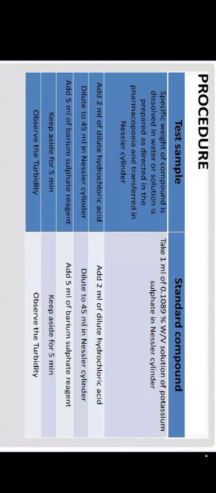We compare the test nested cylinder and the standard nested cylinder. We observe the turbidity of both cylinders and give the result. Barium sulphate reagent contains barium chloride, sulphate-free alcohol and a small amount of potassium sulphate. This is the procedure of the limit test of sulphate.